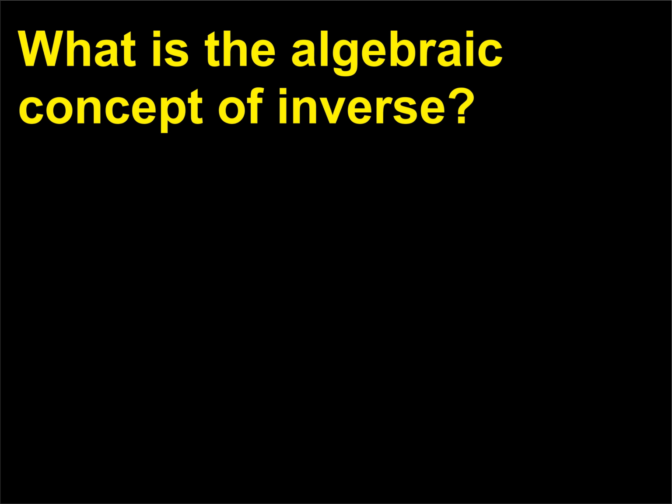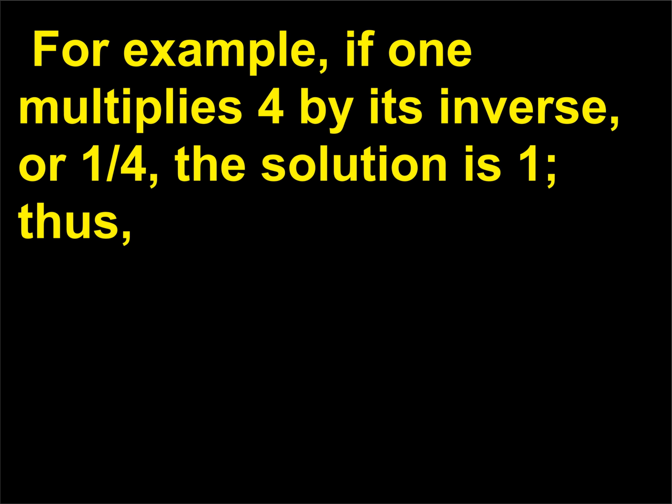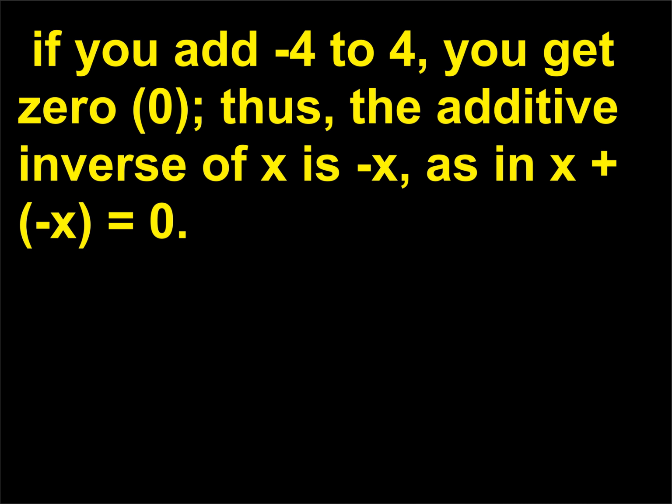What is the algebraic concept of inverse? Inverses in algebra are operations, or numbers, that undo each other. For example, if one multiplies 4 by its inverse, or 1/4, the solution is 1. The rule for the multiplicative inverse for x, with x not equal to 0, is 1/x, as in x times 1/x equals 1. In addition, if you add minus 4 to 4, you get 0. Thus, the additive inverse of x is minus x, as in x plus minus x equals 0.